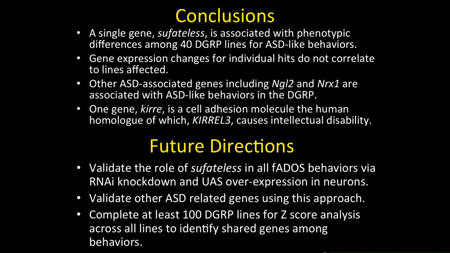So the future, really, the first thing we need to do is to validate that sulfateless is involved at all in any of these behaviors. So we're in the process of doing RNAi knockdown and overexpression studies in neurons. And we'd also like to validate some of those other hits and our goal is to complete at least 100 DGRP lines, because we think at that point we can do some Z-score analysis across these behaviors and possibly identify multiple genes contributing to the phenotypes.